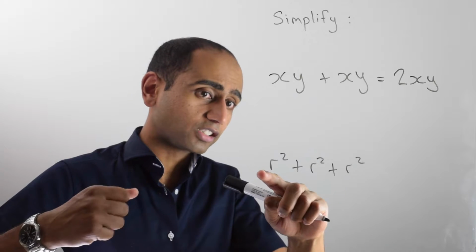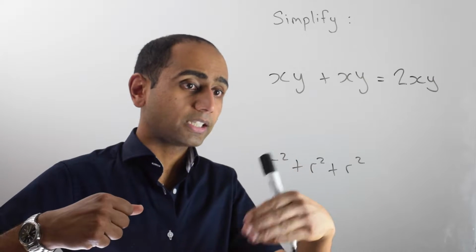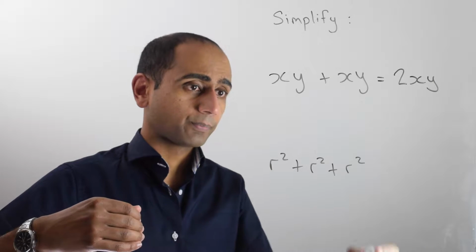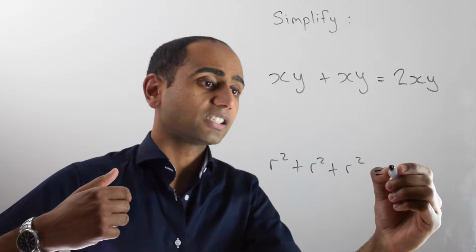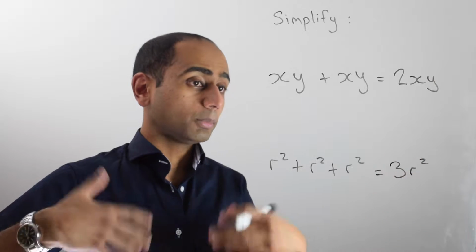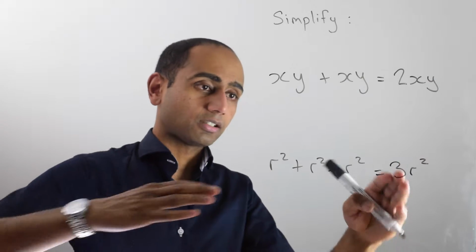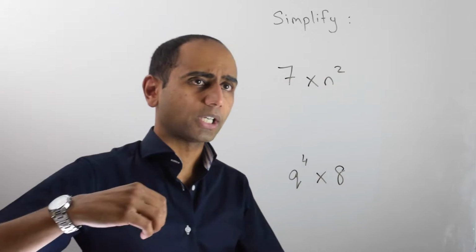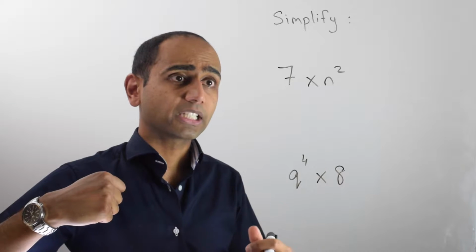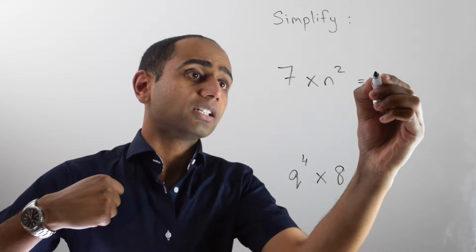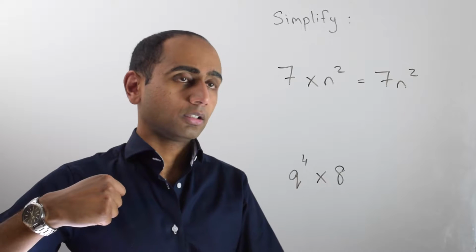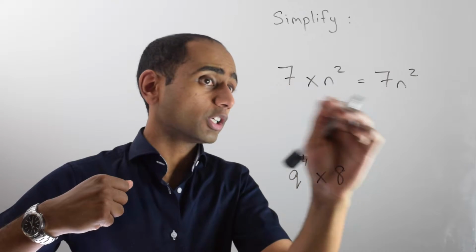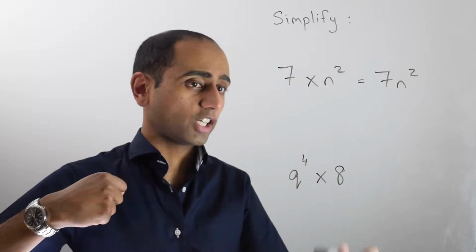The same kind of thing is going on in this example. I've got r squared plus r squared plus r squared. That's 3 lots of r squared. 3 times r squared is the same as 3r squared, because remember, we can leave out the multiplication sign in algebra. In this example, I've got 7 times n squared, and because we can leave out the multiplication sign in algebra, I can just write 7n squared. That's 7 times n squared, and remember, we need to have the number at the front, which I do in this answer, so that's fine.